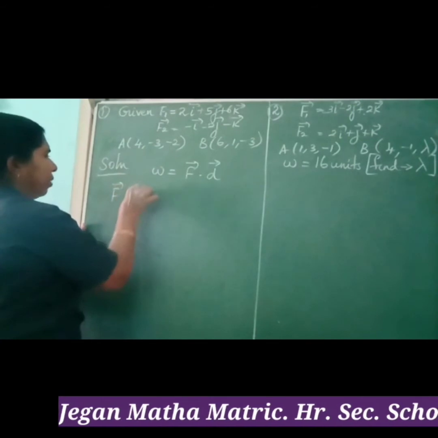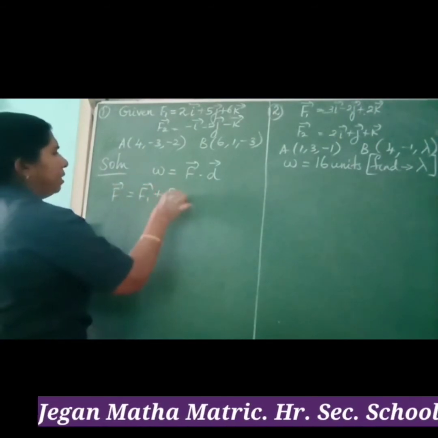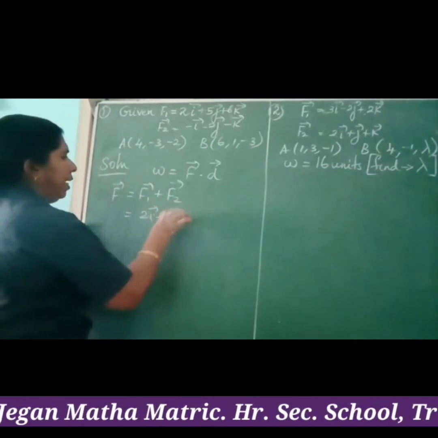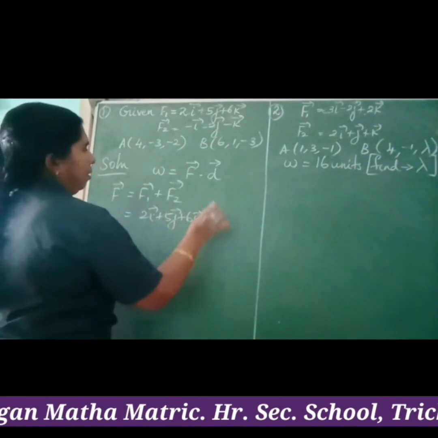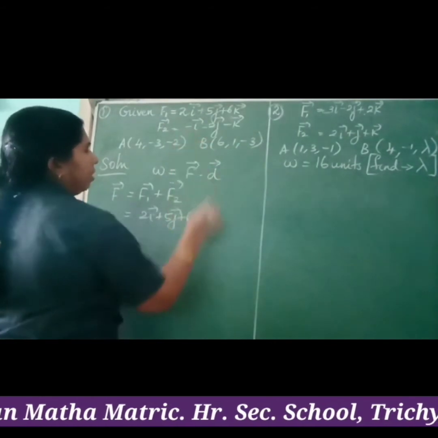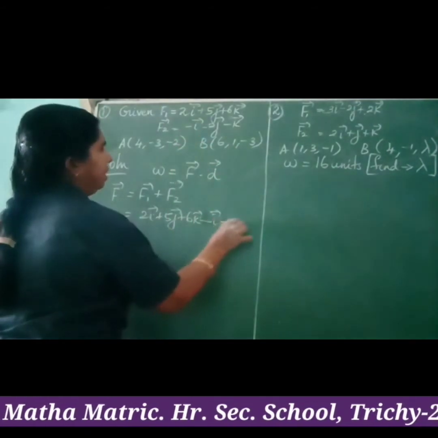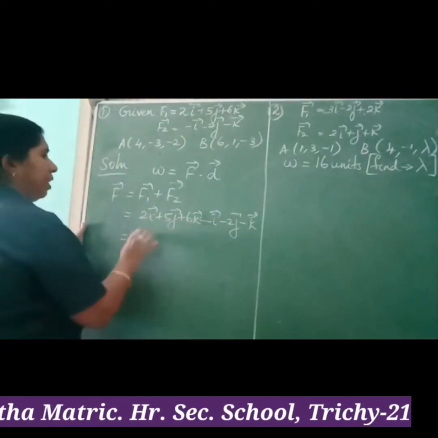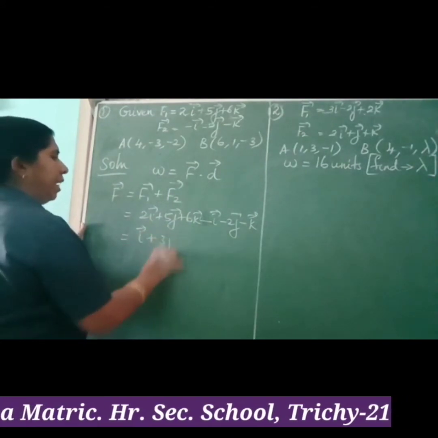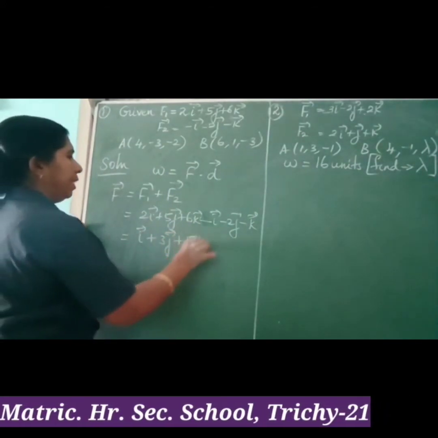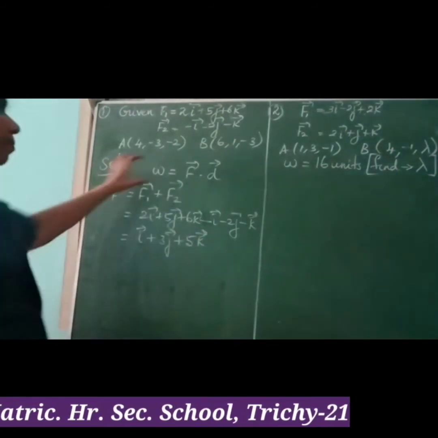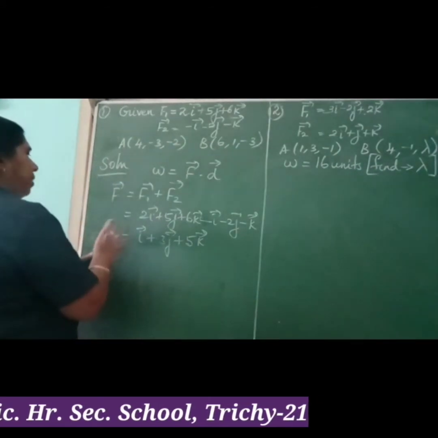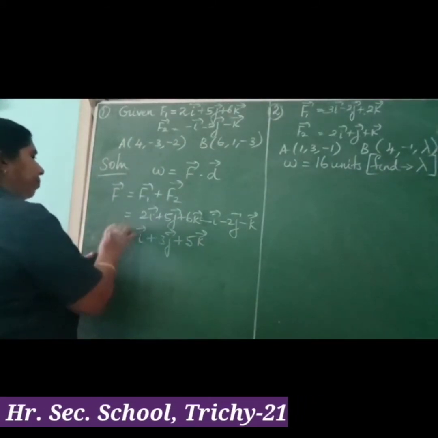F vector is equal to F1 plus F2. That is 2i plus 5j plus 6k plus, since here I am minus I minus 2j minus k. When you add together, we will get i plus 3j plus 5k. The total force acted upon the particle is i vector plus 3j vector plus 5k vector.